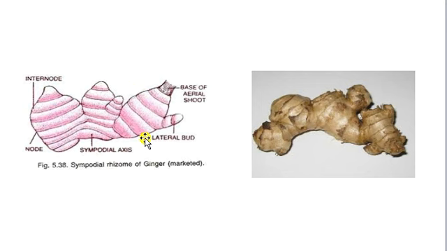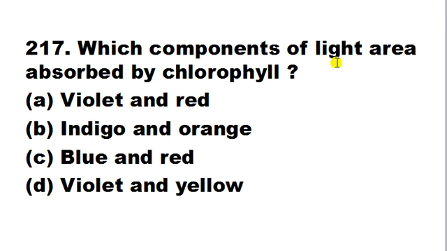Which components of light are absorbed by chlorophyll? A. Violet and red, B. Indigo and orange, C. Blue and red, D. Violet and yellow. So here the correct answer is C. The chlorophyll molecule, which is a very important pigment of the photosynthesis process, absorbs maximum light from the blue and red regions of the visible spectrum.